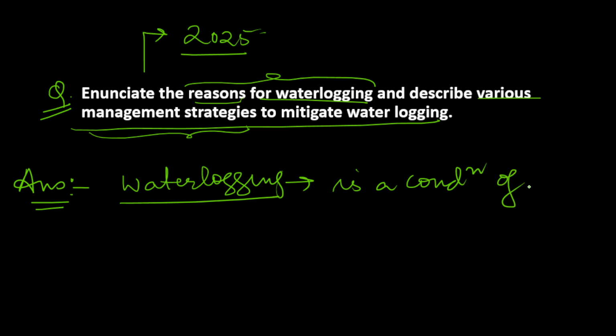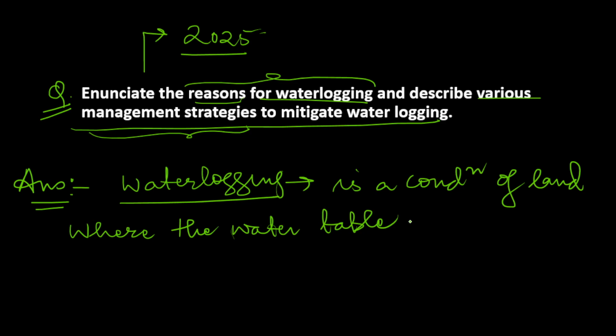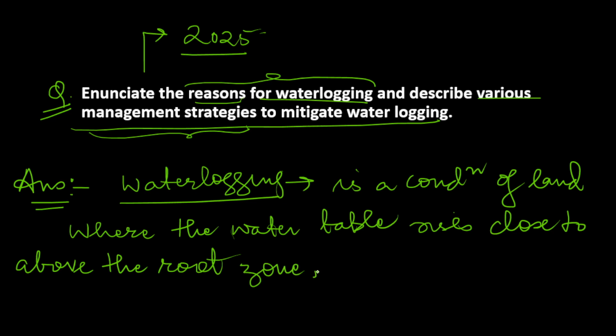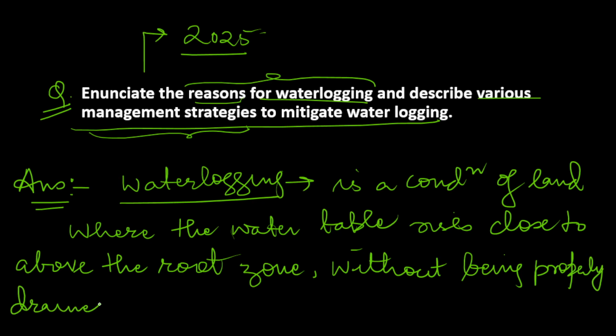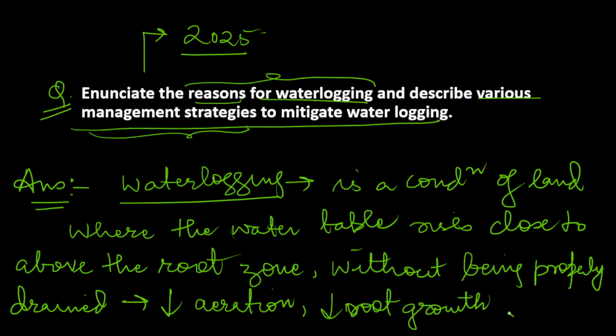Waterlogging is a condition of land where the water table rises close to or above the root zone without being properly drained, leading to reduced aeration, impaired root growth, and declining crop productivity or declining crop yield. So this is how you can define waterlogging.